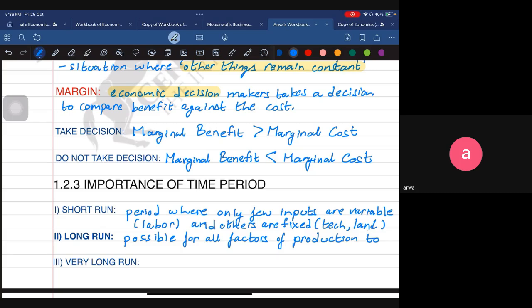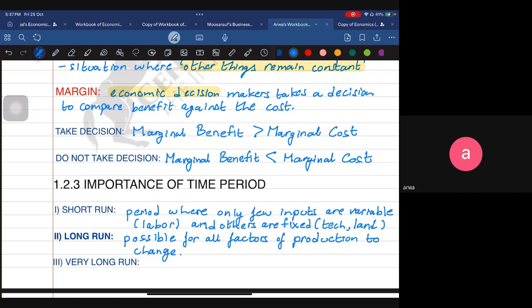It's possible for all factors of production to change when it comes to the long run, right? Now, how about the very long run? So I'm not sure about this one, but it's like all of the factors of production have already changed, and I can maybe add other aspects into the business. Because increasing labor and then increasing land, all of that, wouldn't that come in the long run already?